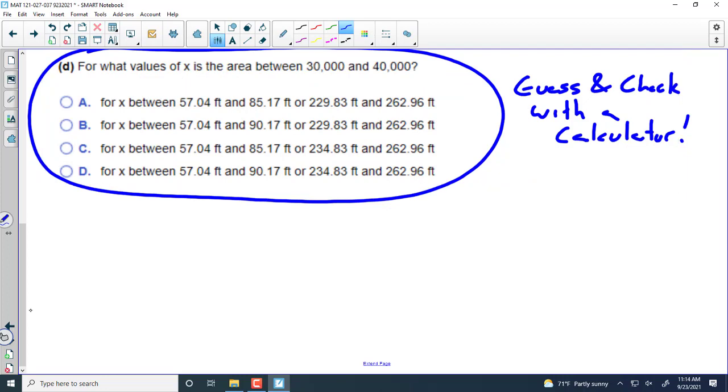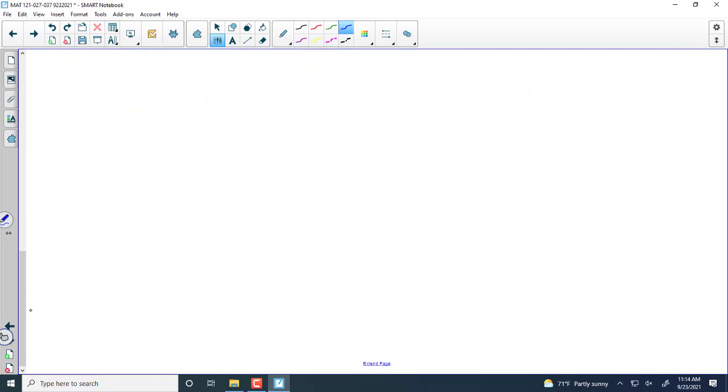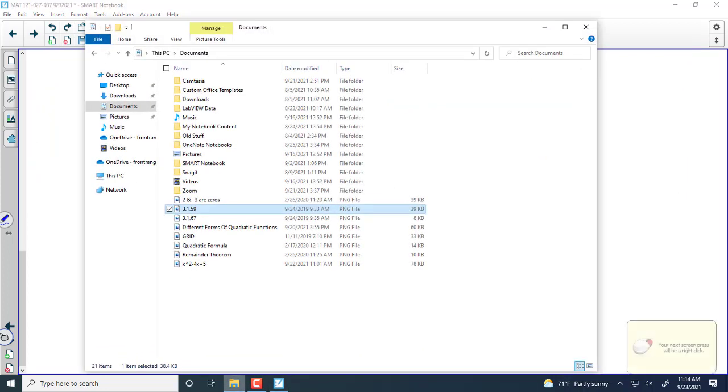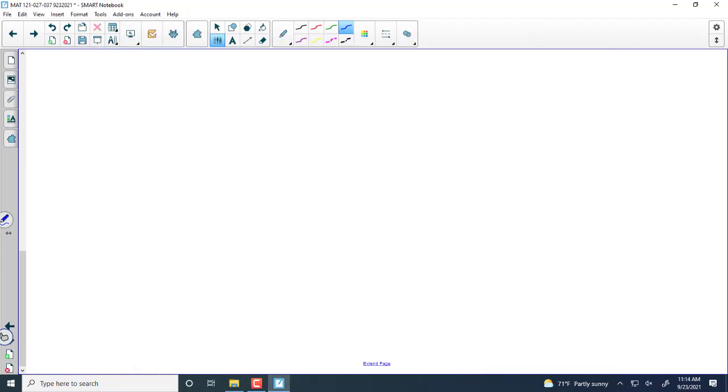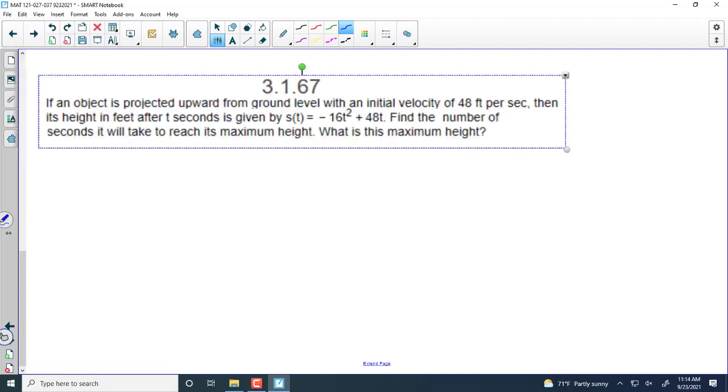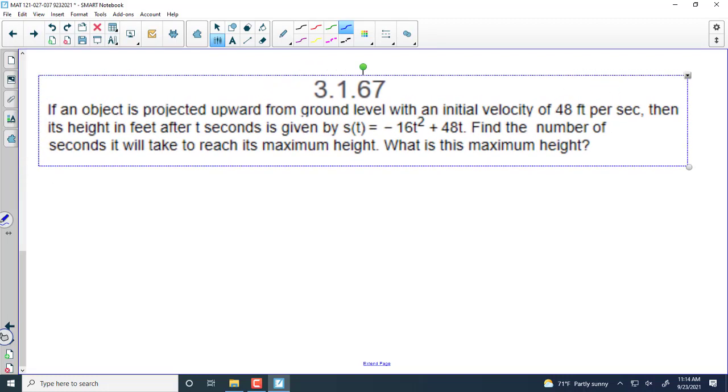This one's even cooler though. This problem I really like. Here's another problem I want to show you. This is a really cool application of quadratics. If an object is projected upward from ground level with an initial velocity of 48 feet per second, so we're launching an object up from the ground. If you're like me, whenever you heard a problem like this in college algebra class, you got the cold sweat and you start to zone out a bit, but stay with me just for a minute.